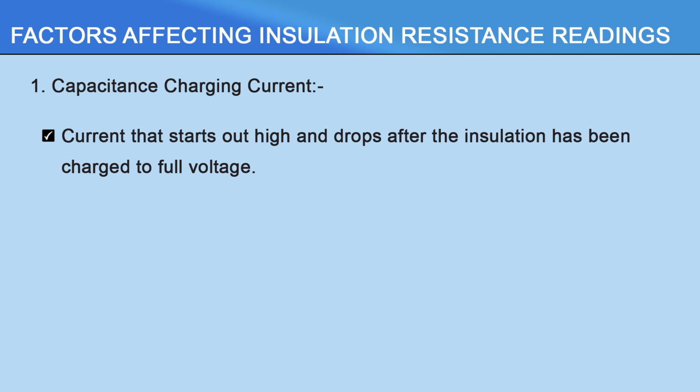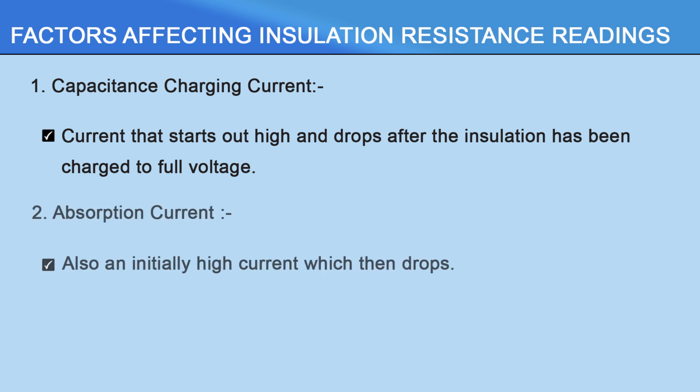Now let us discuss these three currents individually. The first one is capacitance charging current. The current that starts out high and drops after the insulation has been charged to full voltage is called capacitance charging current. Next is the absorption current. It is also an initially high current which then drops. So both these currents, the capacitance charging current and absorption current, start at a very high value but drop after some time.